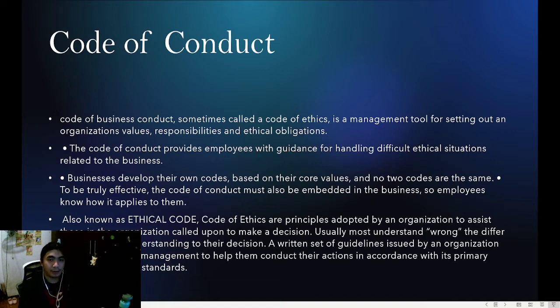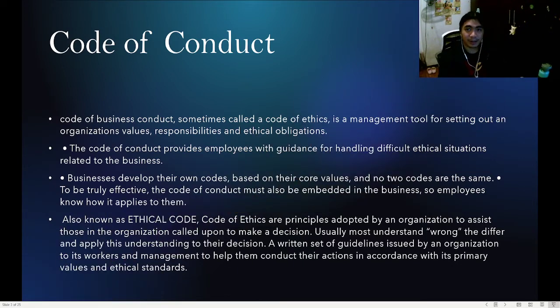So allow me to move my face here so you can see. So, the Code of Conduct provides employees with guidance. Basically, you will be guided in terms of what the ethical situations are and what things to do whenever there are problems, like, for example, theft in the workplace, or sexual harassment, or malpractice, things like that.